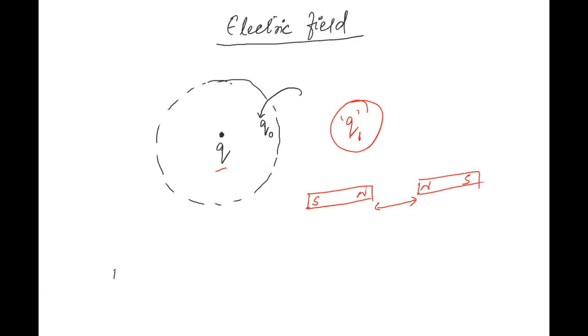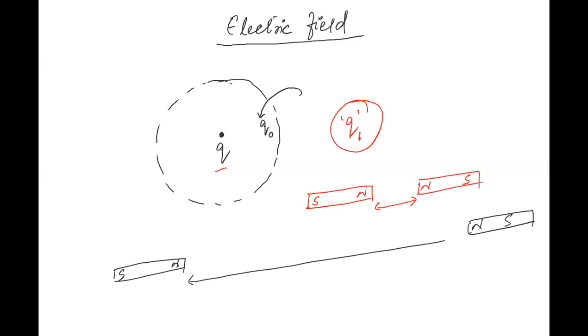But you keep one magnet here, another magnet very far from this magnet. This distance is very, very large. So in that case, you will see that there is no force of attraction or repulsion between these two magnets. Are you getting what I'm saying? Yes.